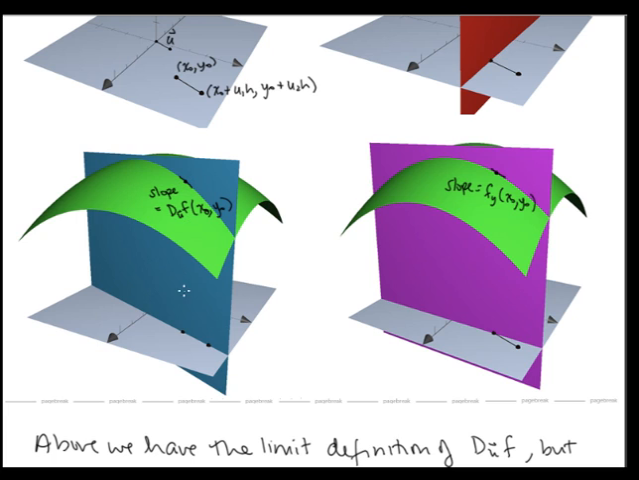So here we're at the point x naught, y naught, but this plane is slicing in the direction of unit vector u. And that gives us the directional derivative in direction u of f at x naught, y naught.